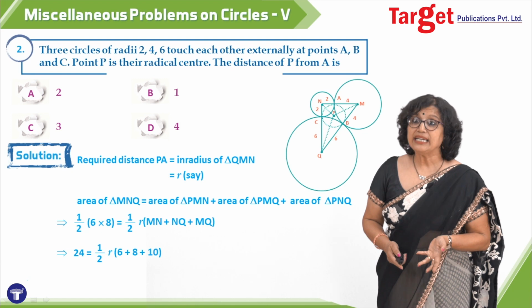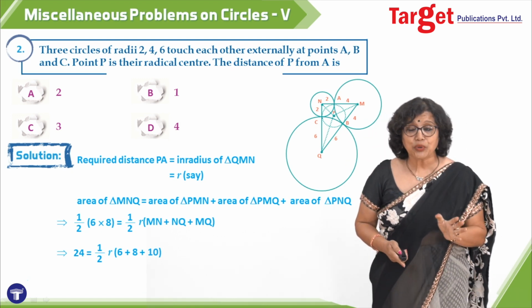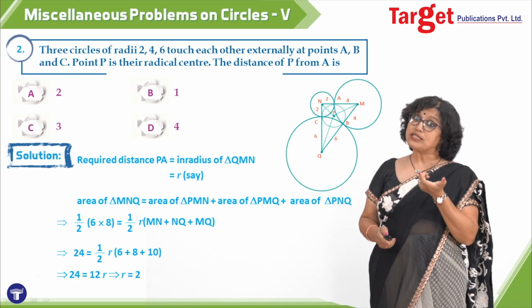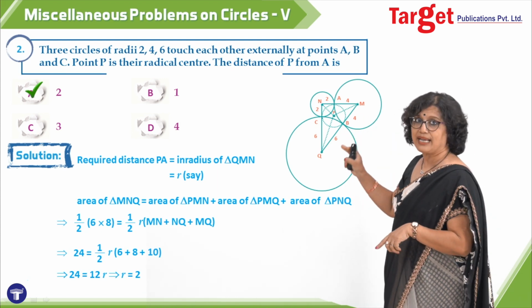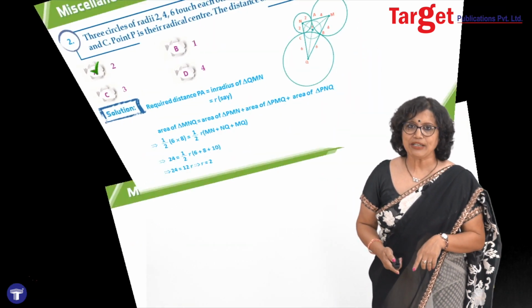So finally values for those MN, MQ etc. are known to me. Substitute that and I get R. R finally I get as 2. And what was required? That same as R. So my correct answer is going to be, in this case, 2. So answer A, option A. So let us proceed further.